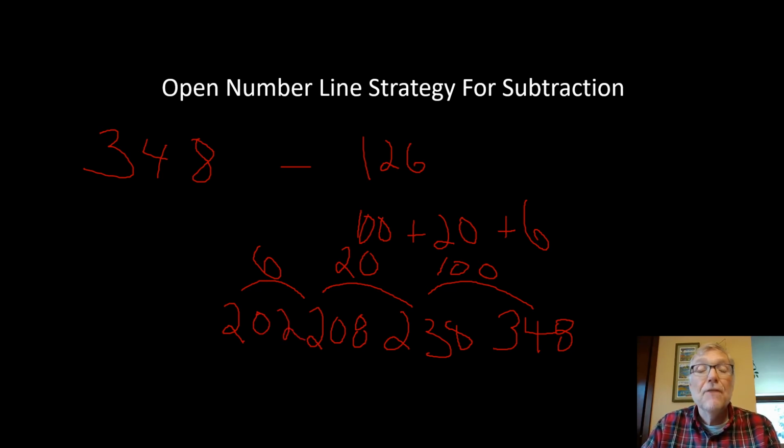So again, let me repeat. I have a problem 348. I subtract 126. I do expanded form. It becomes 100 plus 20 plus 6. We're subtracting 126 from 348. So then I subtract 100 first. I get 238. Then I subtract 20. I get 208. And then finally I subtract 6, and I got 202.